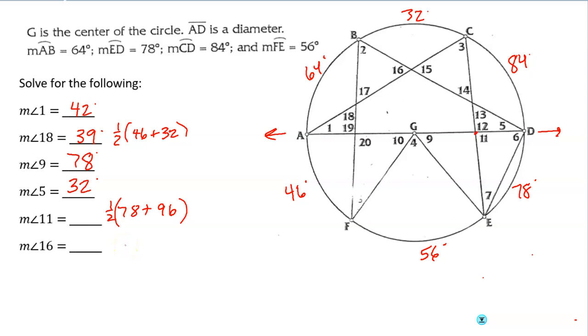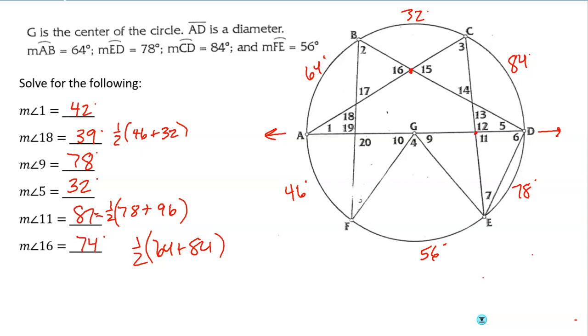And so we ended up with, let's see, I got 87. And then 16 is also inside, so I'm going to do half of arc plus arc. Going this way, this arc is 64, that way 84. And so I end up with half of 64 plus 84, which is half of 148, and that is 74.